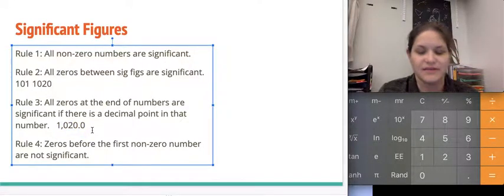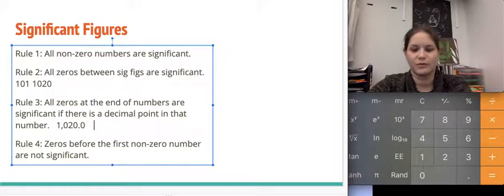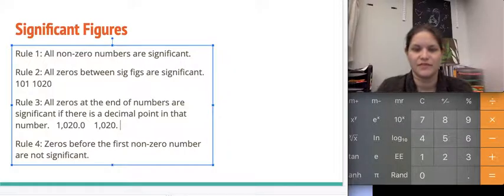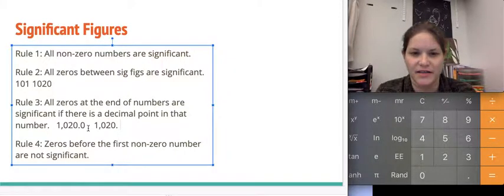All of those would be significant. If we just wanted it to have 4, we could write it like this, 1020 with the decimal point there and then no zeros behind it. That would be 4 sig figs.